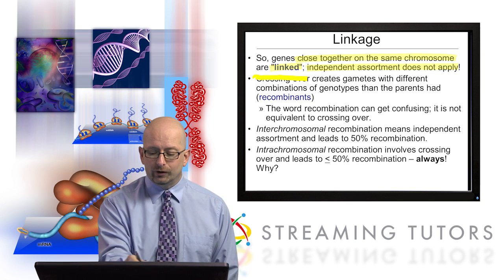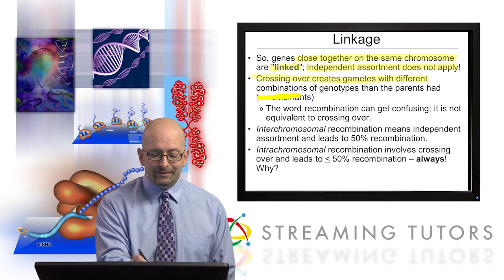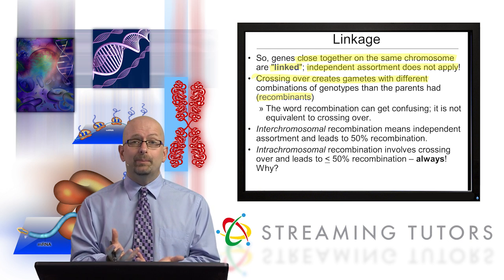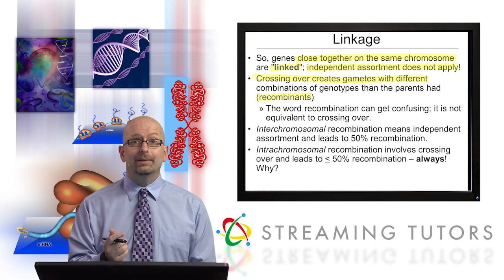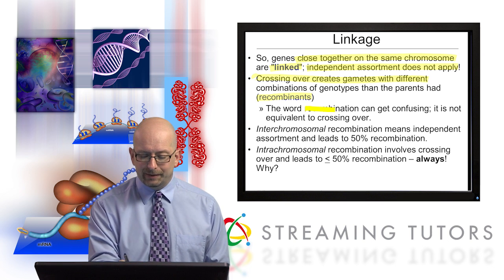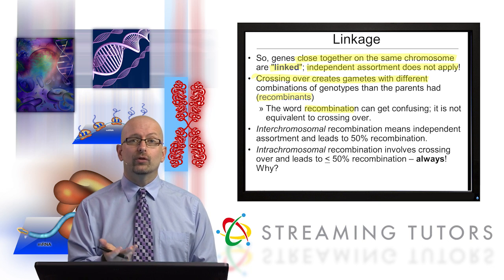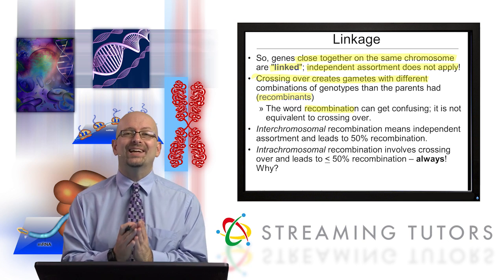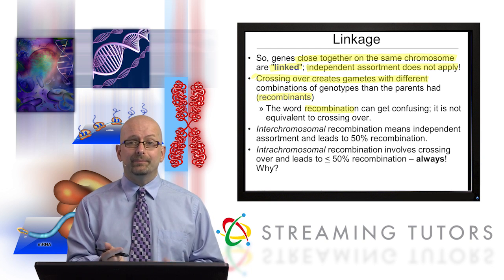So crossing over creates gametes with different combinations of genotypes, and that's how recombinants are made. Now remember, recombinants are made through independent assortment when genes are not linked. If they're linked, the only way to make recombinants is via crossing over. I used to have trouble with this word recombination, because I always thought recombination and crossing over were the same thing. It really is not the exact same thing. A recombinant is just a new combination. There are different ways of that happening.